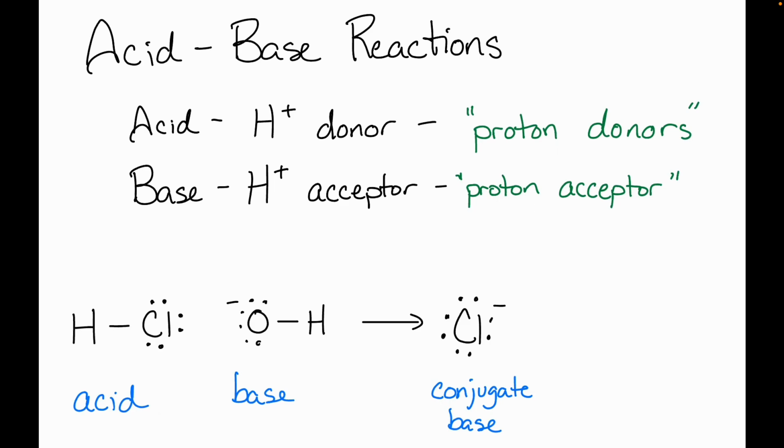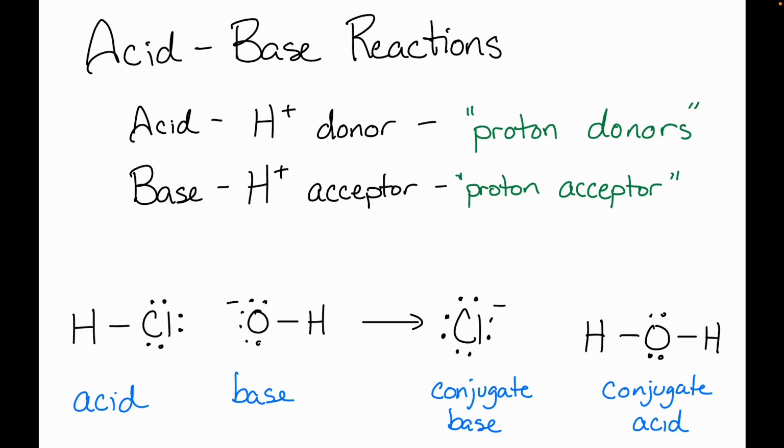My base is the one that accepts a proton. So my other product here will be water. And the base becomes what we call the conjugate acid. Does anybody know where these terms come from? Like, why does the acid become the conjugate base and the base become the conjugate acid? Does anybody know?